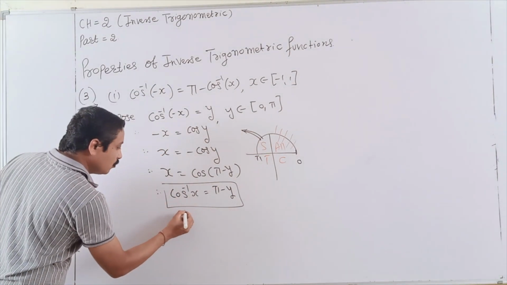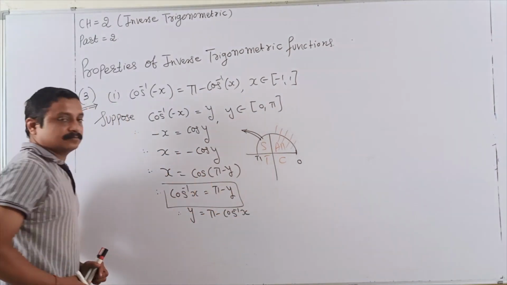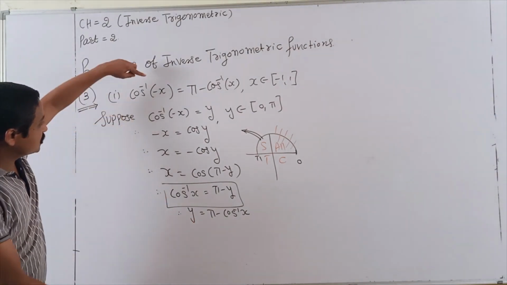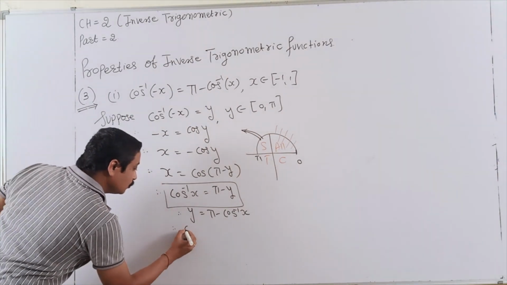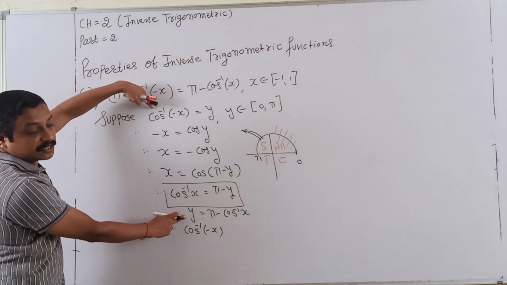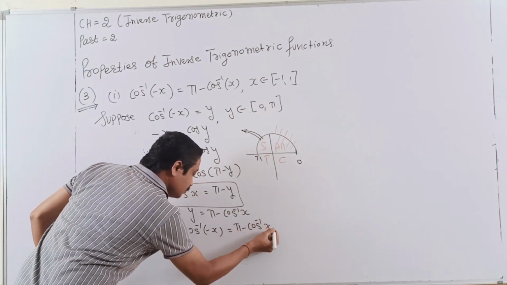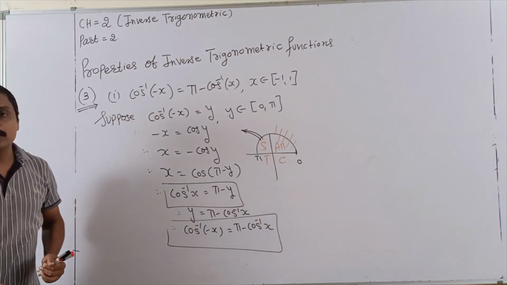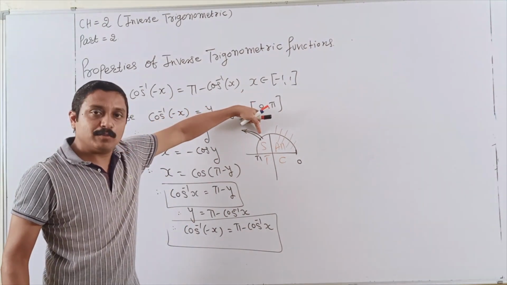Y is equal to pi minus cos inverse x. And finally, students, this value of y I already suggested, and putting the values: y is equal to cos inverse minus x, so cos inverse minus x is equal to pi minus cos inverse x. And here we are done with our theorem 3, property number 1. Yes students, is this understood? One more time, repeat.